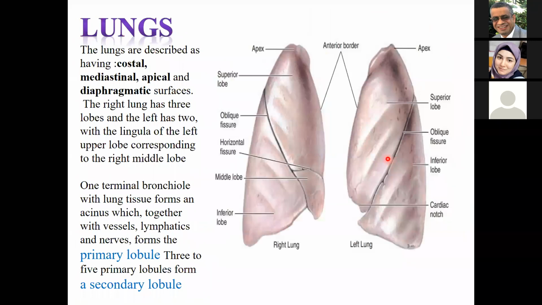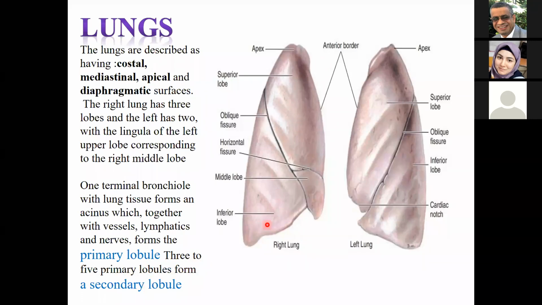The lungs. The lungs are described as having costal, mediastinal, apical, and diaphragmatic surfaces. The right lung has 3 lobes and the left has 2, with the lingula of the left upper lobe corresponding to the right middle lobe. One terminal bronchiole with the lung tissue forming a sinus, which together with the vessels, lymphatics, and nerves form the primary lobule. 3 to 5 primary lobules form a secondary lobule.